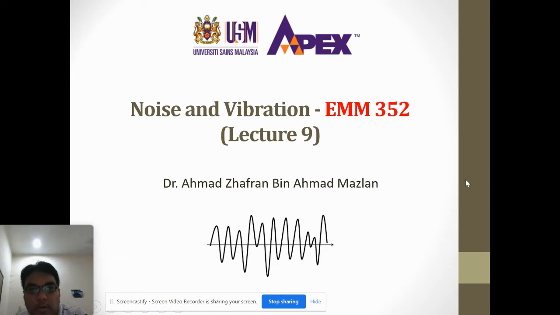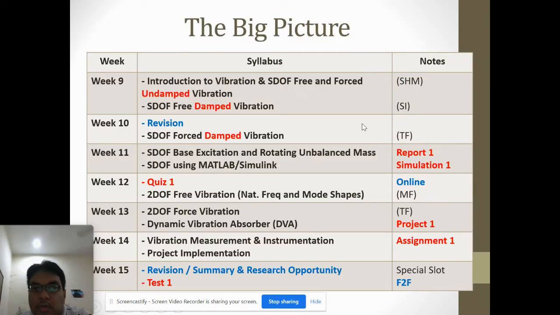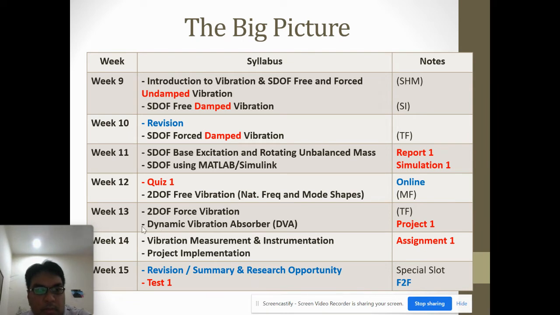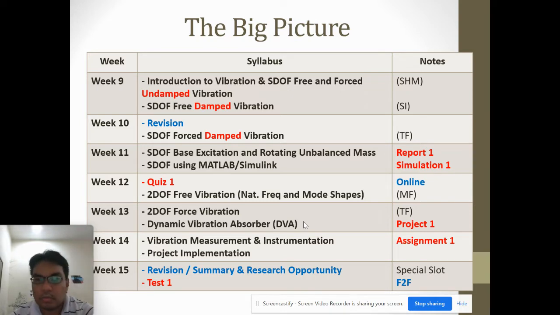Let's move on. As what you have learned until now, you already learned the dynamic vibration absorber, DVA, which we use to attenuate the vibrations on the structure. This is also related to your project later on, how you can use a DVA to reduce the vibration of the unbalanced motor with a beam.